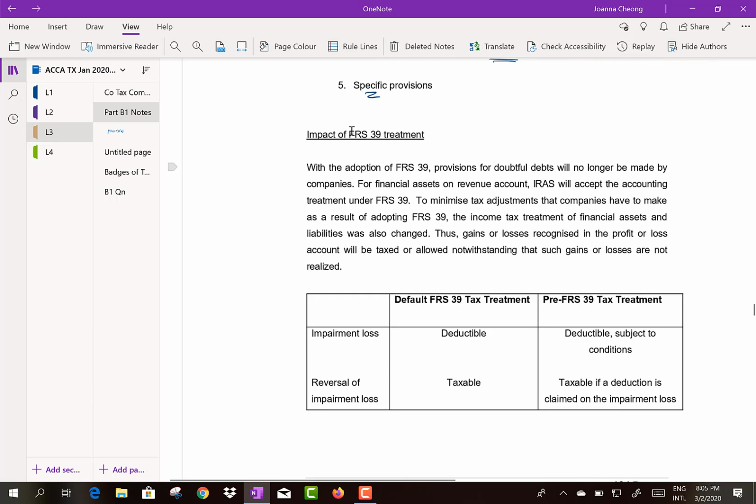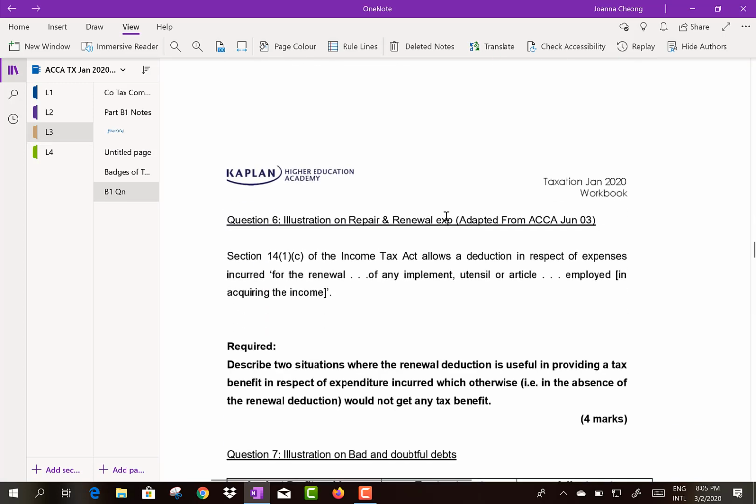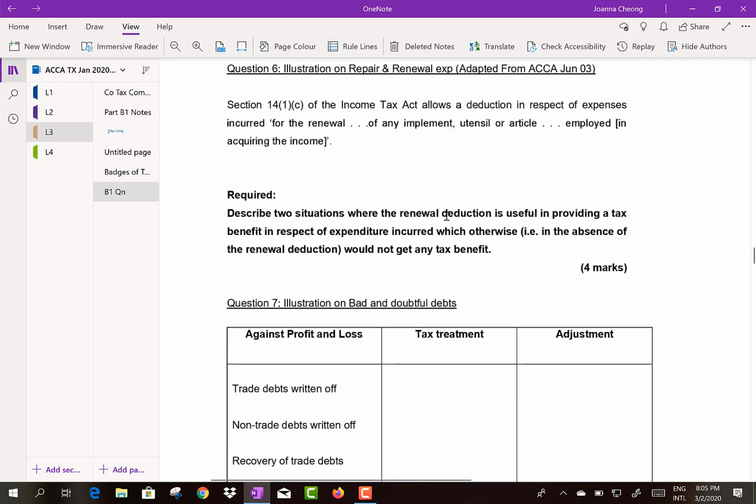Now, however, because of some changes in rules, right? Okay, I will explain to you what is Section 39 and what is Section 109. Have you heard of Section 109? Okay, never mind. Let us look at a question here before we look at your FRS 39 and 109. Okay, go to the question. Question number 6, you can read it on your own, it is on renewal expense. It's a theory question. The answers are at the back, so not to worry about that.